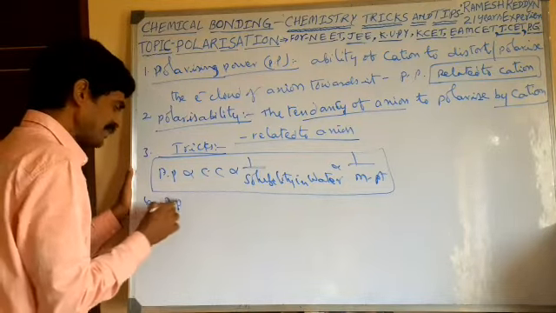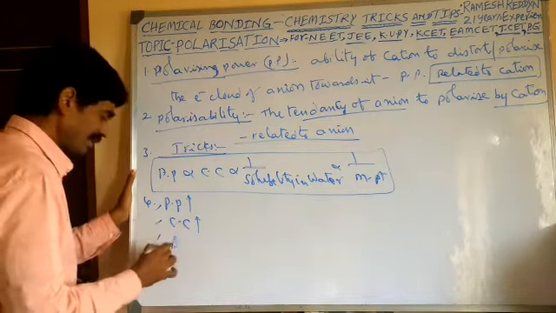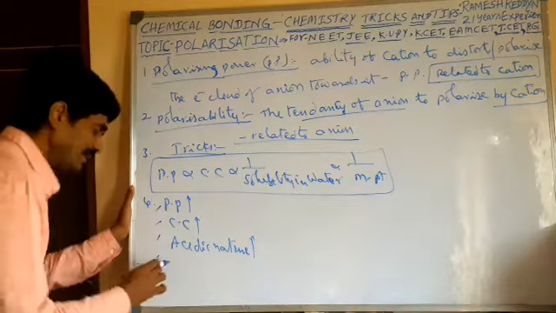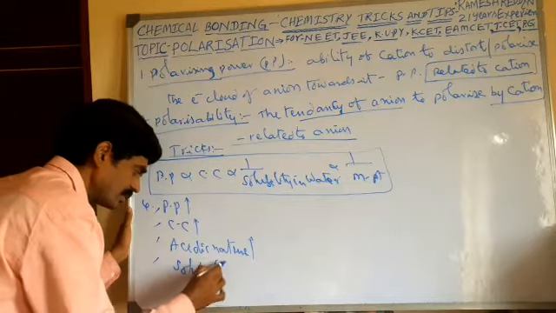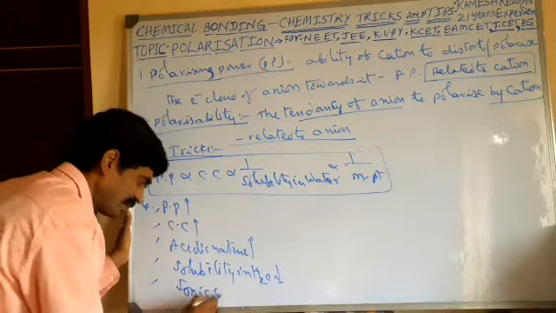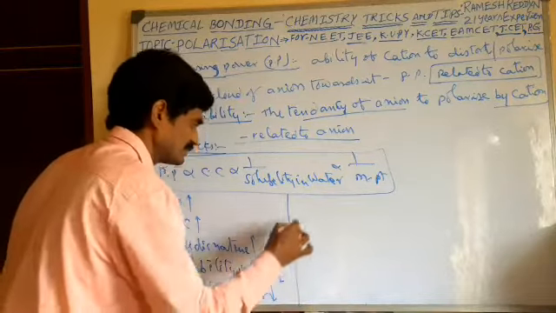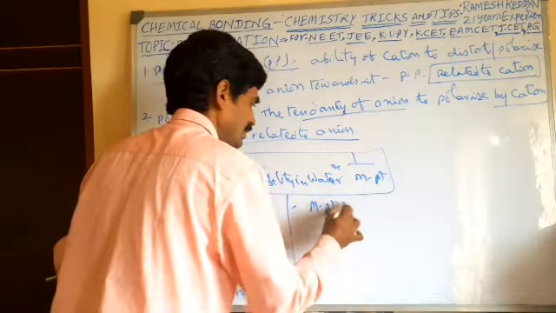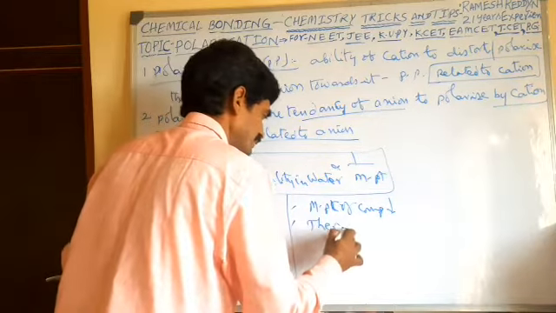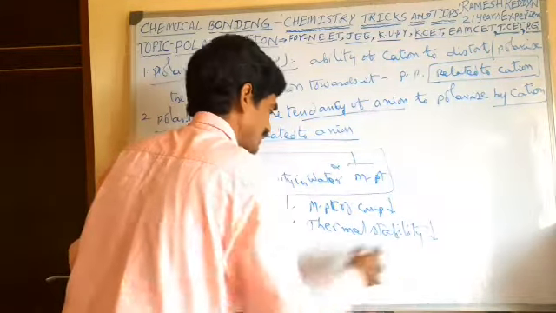Next one, if polarizing power is more, covalent character of a compound is also more, then acidic nature of a compound is also more, then solubility in water is less, then ionic character of a compound is less. Next, melting point of a compound is also less. Then thermal stability of a compound is also less.